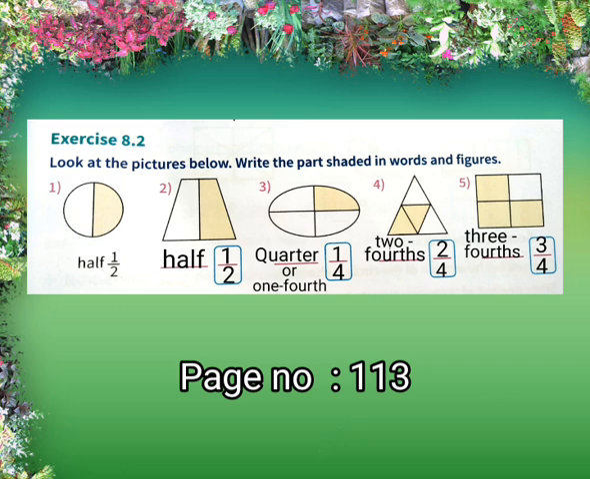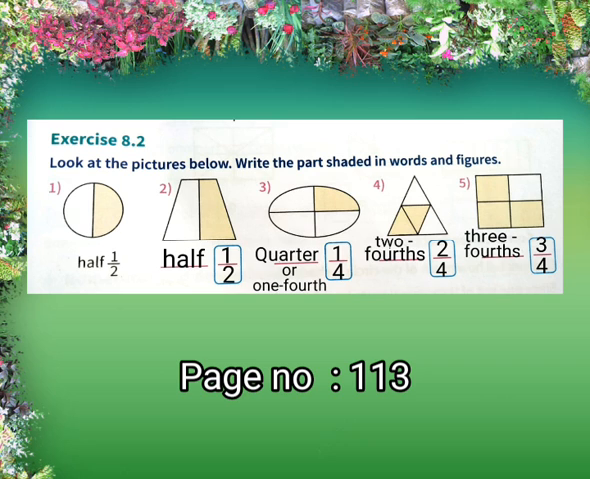See the second question. Here also totally 2 parts are there. Out of these 2 parts, 1 part is shaded. In fraction, we can write it as 1 by 2. You can write this in words, half. See this third question. Totally 4 parts are there. Out of these 4 parts, 1 part is shaded. So in fraction, 1 by 4. In words, you can write it as quarter or 1/4.